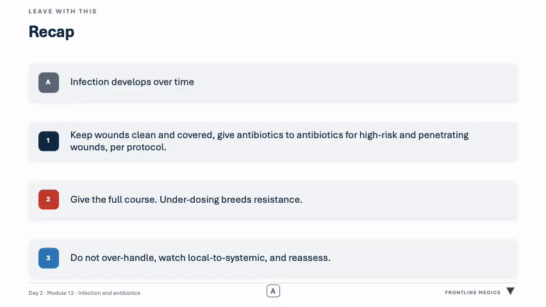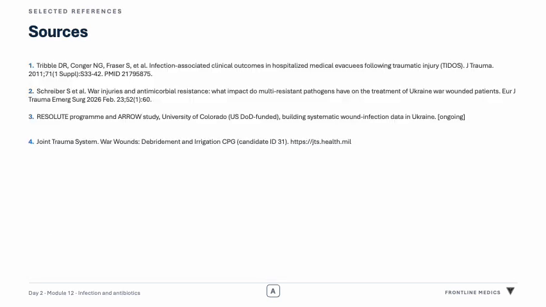Let's recap. Infection develops over time. Keep wounds clean and covered, give antibiotics to every high-risk penetrating wound, give the full course, do not overhandle, and reassess.